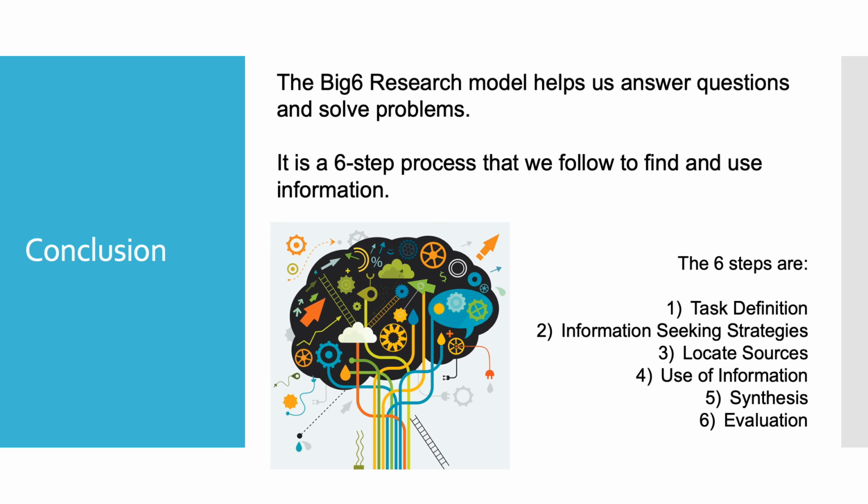To conclude our lesson, the Big 6 research model helps us answer questions and solve problems. It is a 6-step process that we follow to find and use information. The 6 steps are here. Students, please do not feel like you need to memorize the steps. The most important thing is understanding the research process and why it's so important to use when we are answering big questions.